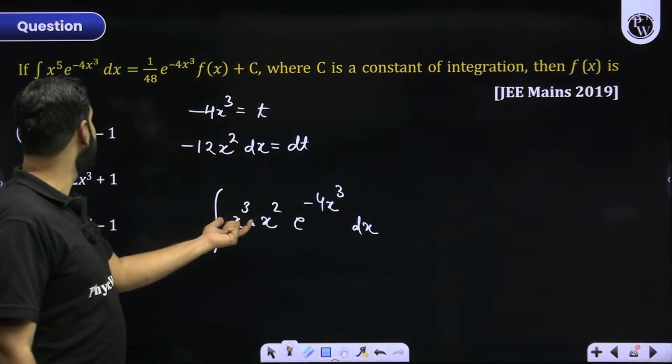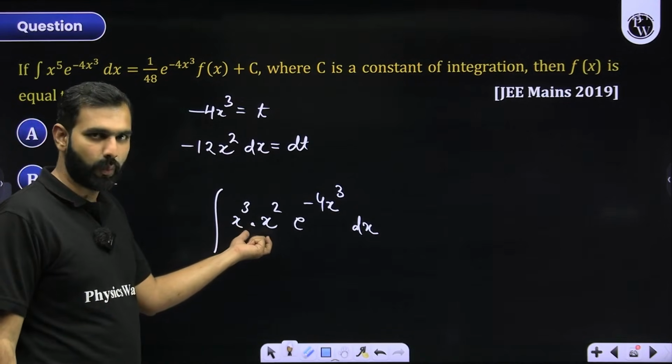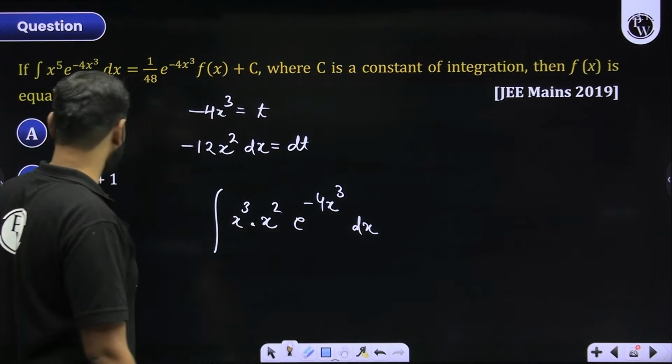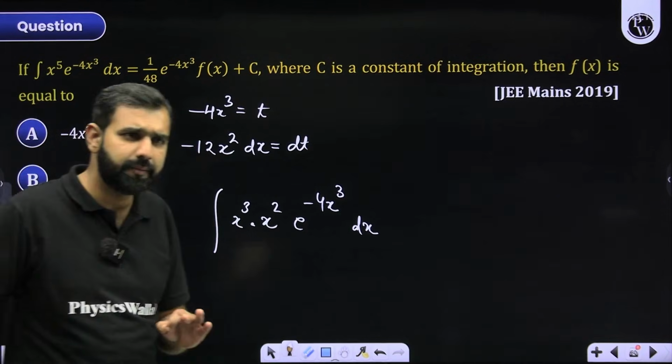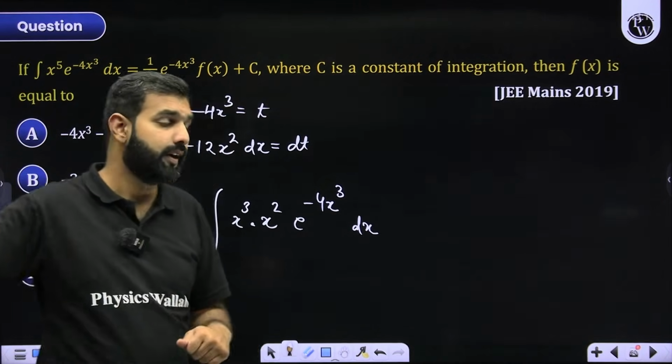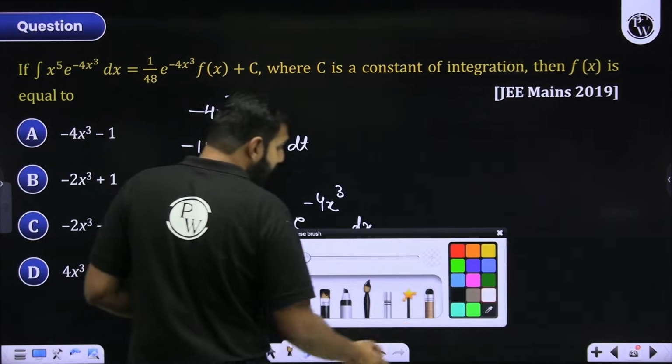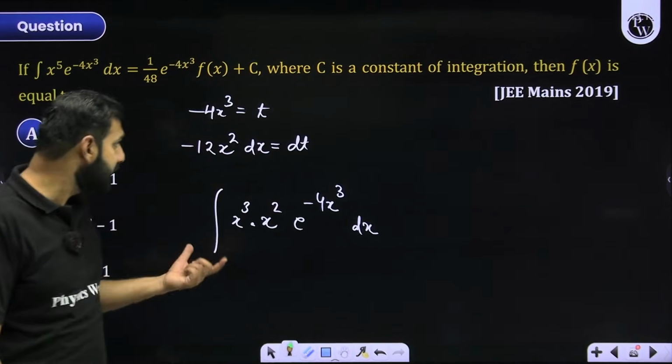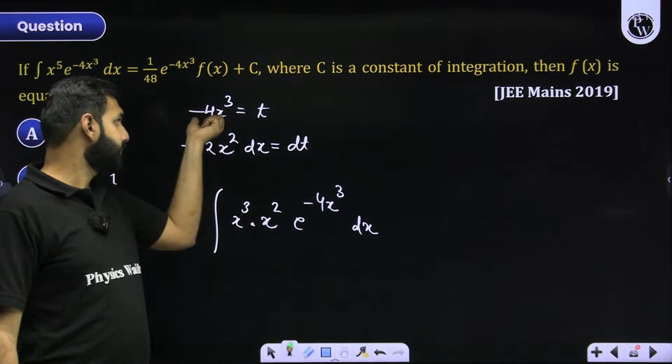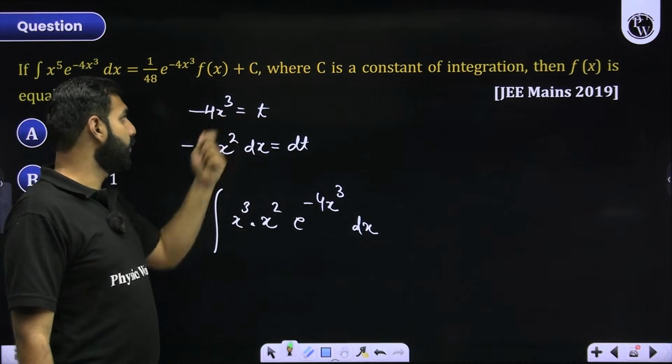X to the power 5, I have written as x cube into x square. And this is e to the power minus 4x cube. Did you get that part? I hope there is no confusion on that front. Now, why are we doing this? Please understand, I'm thinking of a substitution where I'm replacing minus 4x cube by t.